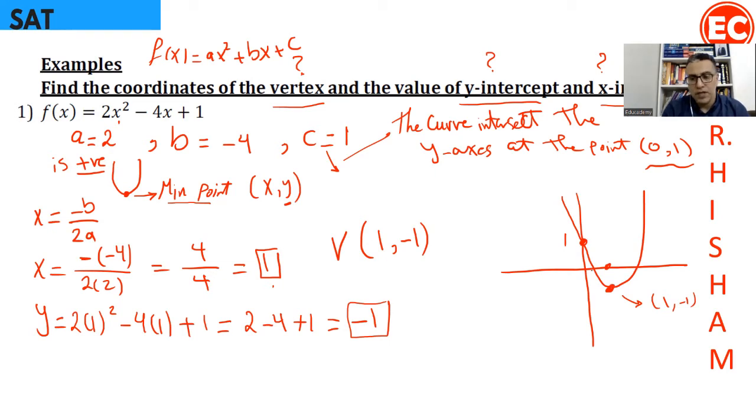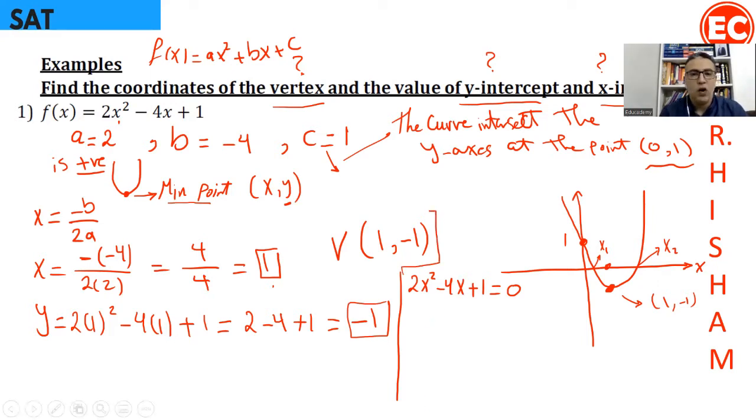Has a minimum point. So I still have here x1 and x2, the intersection points with the x-axis. It's not necessary in all SAT questions to find the intersection points with the x-axis, but to find them, all you have to do is apply the quadratic formula or the factorization method to solve this equation. So I'm going to solve the equation of second degree by the quadratic formula, or by factorization.